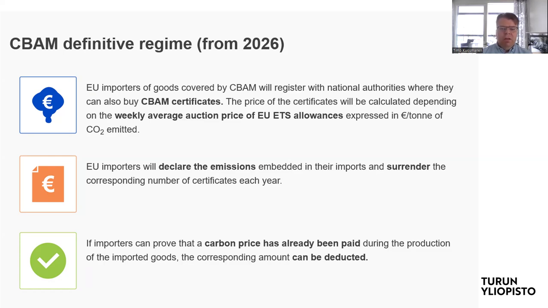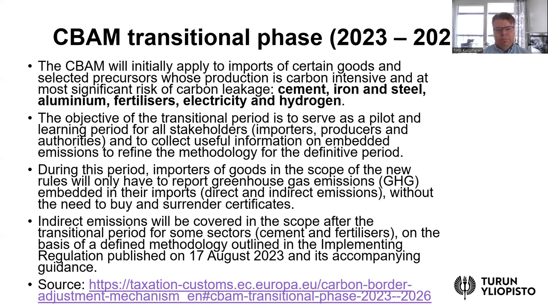So currently we are in the so-called transitional phase that continues till 2026. Currently there are specific industries covered in this. So there is cement, iron and steel, aluminum, fertilizers, electricity, and hydrogen. So these are the most carbon-intensive sectors, which also have the highest risk of carbon leakage.